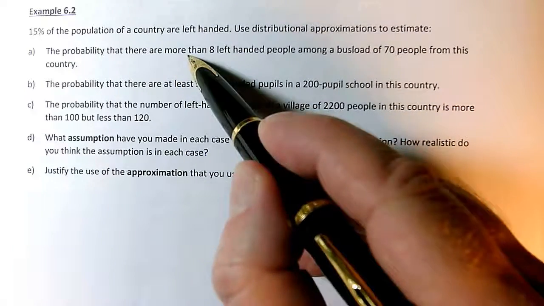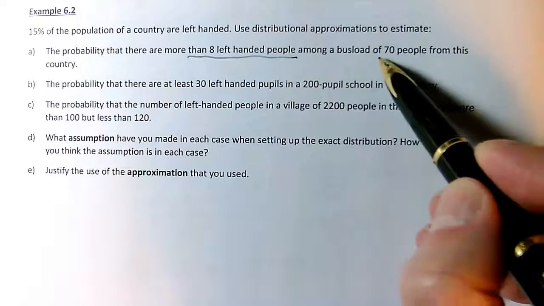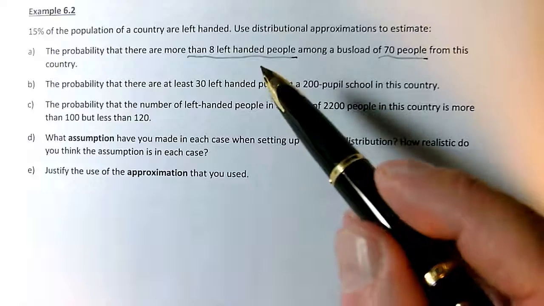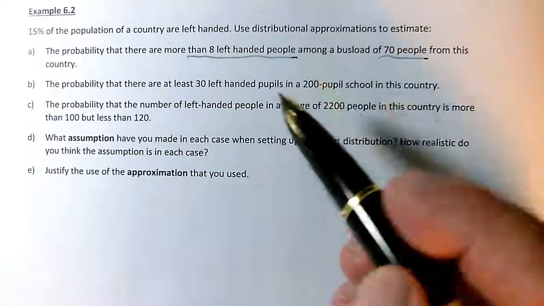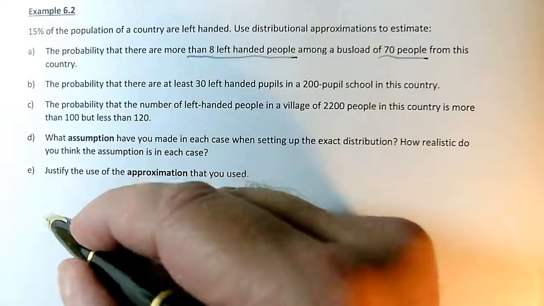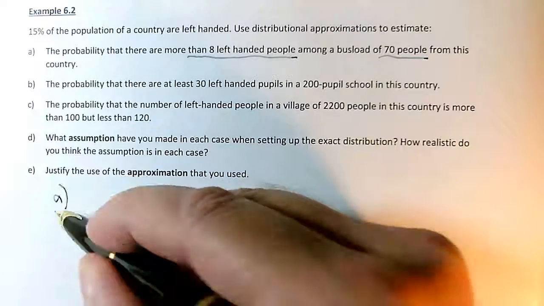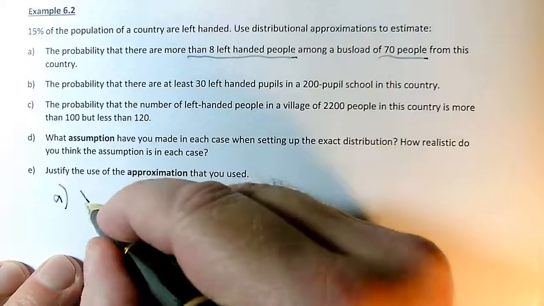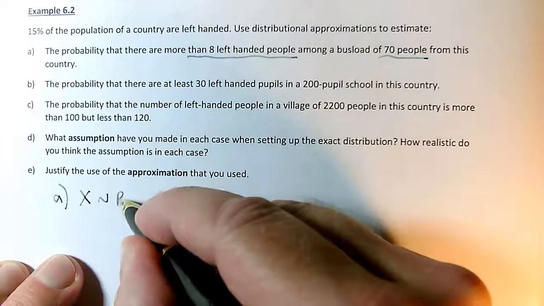I want there to be more than 8 left-handed people amongst 70 people. So there are 70 people, each one might or might not be left-handed. I'm counting how many are left-handed. So this looks like a binomial situation at least. Later on we'll actually have to justify any assumptions that are needed. So let's take it that x is indeed a binomial distribution.